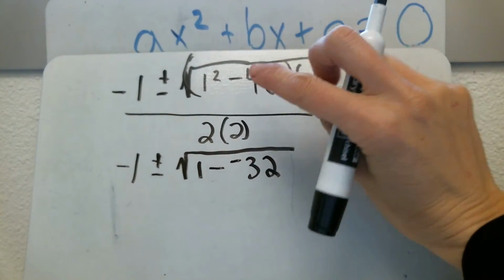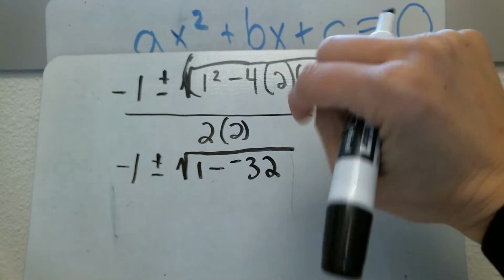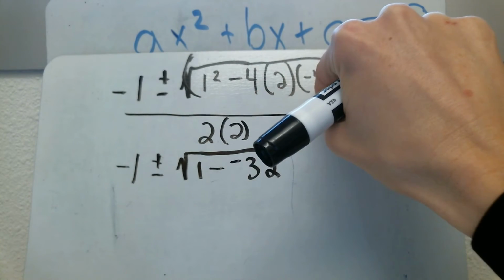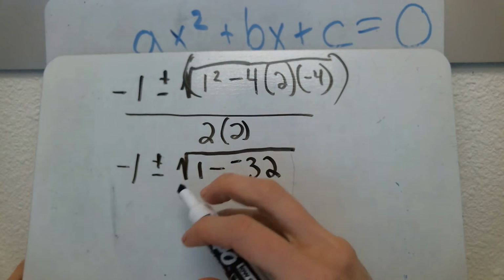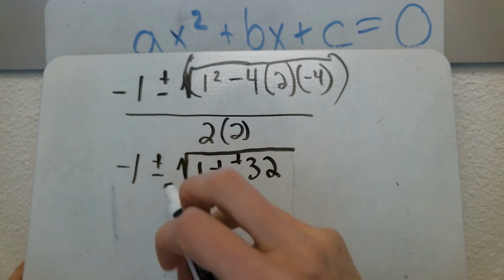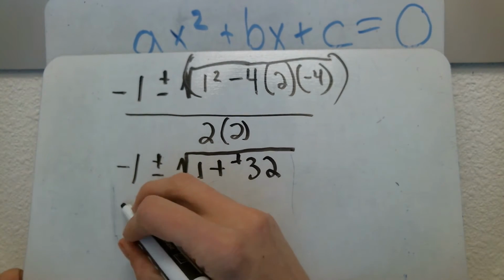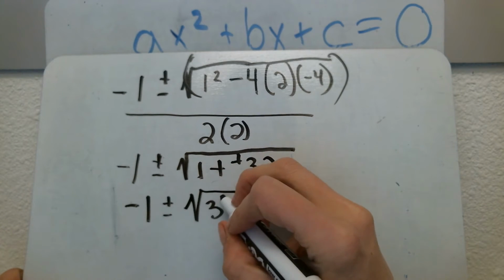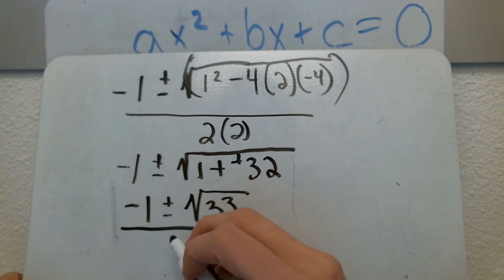Okay. So you can either count this negative right away. You can say negative 4 times 2 times negative 4, or you can just say minus and do 4 times 2 times negative 4. Either way, after you do your keep, change, change with your subtraction here, you're going to end up with 33 underneath the square root. Okay, so I'm going to recopy what I have so far. Negative 1 plus or minus the square root of 33 divided by, now if I simplify here, 2 times 2 equals 4.